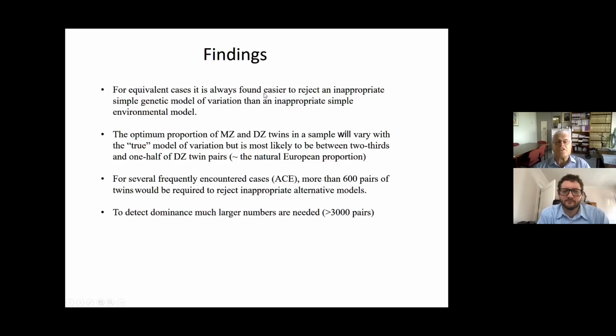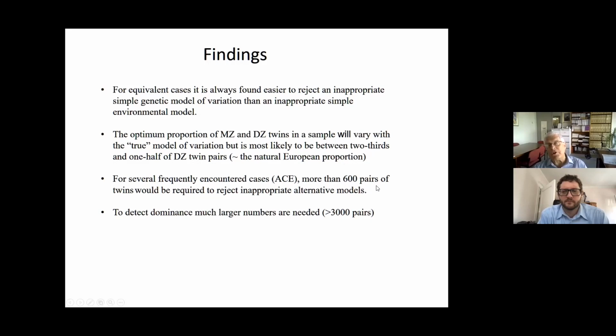For equivalent cases, it's always found easier to reject an inappropriate simple environmental model, a CE model, than an inappropriate simple genetic model, an AE model. And the optimum proportion of MZ and DZ twins in a sample will vary with the true model, but is most likely to be around the natural European proportion. So that's quite good news for those of us actually doing these studies. But for several frequently encountered cases, we need large numbers, more than 600 pairs of twins in our study.